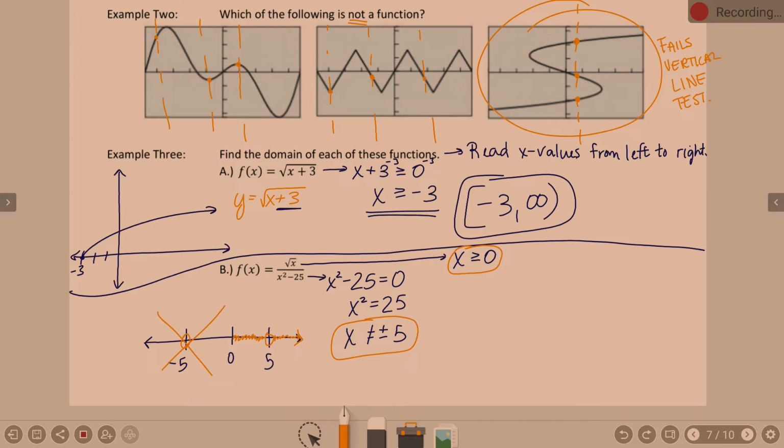Now, if we think in terms of interval notation, because I'm ready to write my answer, where is the first place my graph can start existing? 0, yes? Because it has to be greater than or equal to 0. So 0, is that 0 with a bracket or a parenthesis? Because it said greater than or equal to, we're going to think bracket here.